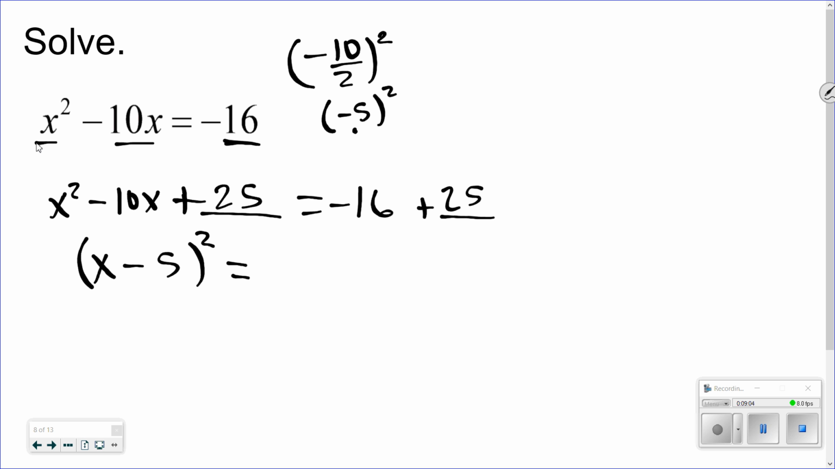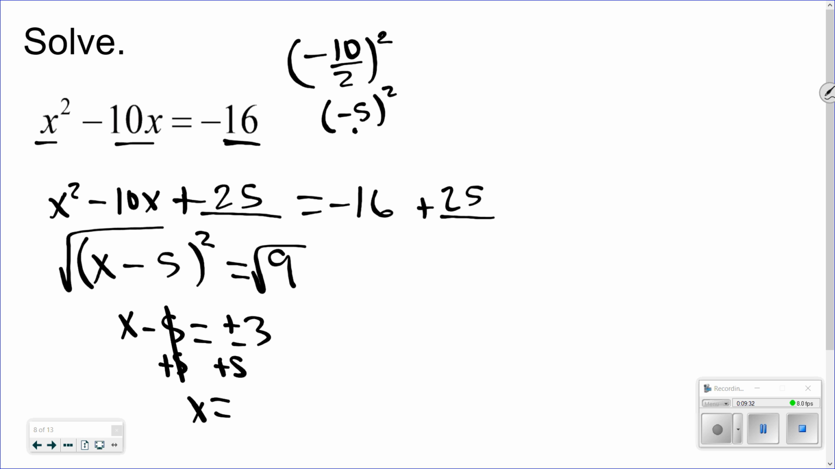And negative 16 plus 25, if you add those together, I get 9. Well, once I get to this point right here, we know how to solve the rest of this. Like we've solved equations like this before. So now just solve for x. So I take the square root of both sides. X minus 5 equals, don't forget the plus or minus, plus or minus the square root of 9, which is 3. Okay, add the 5 over.